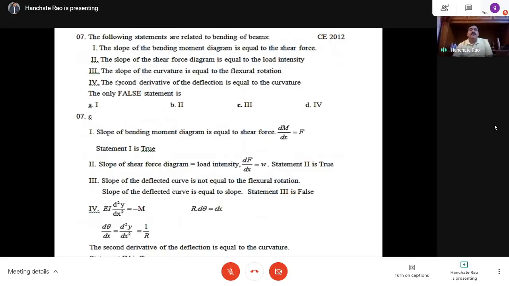The fourth statement, the second derivative of the deflection is equal to the curvature. Yes, correct. d square y by dx square is equal to 1 by R is also correct. The slope of the curvature is equal to flexural rotation is the wrong statement. So 3 is the wrong statement. So option C is the correct answer. So simple concept.